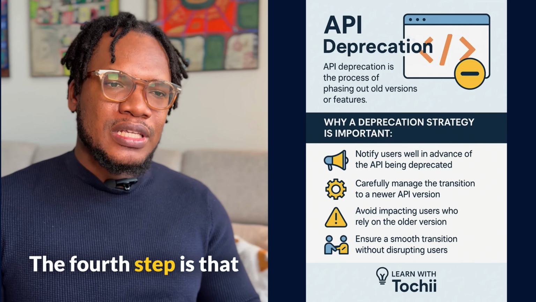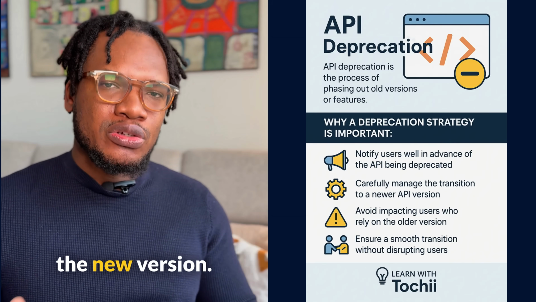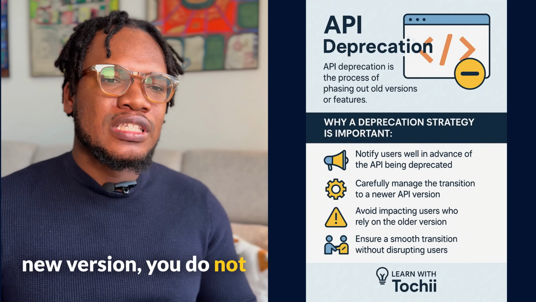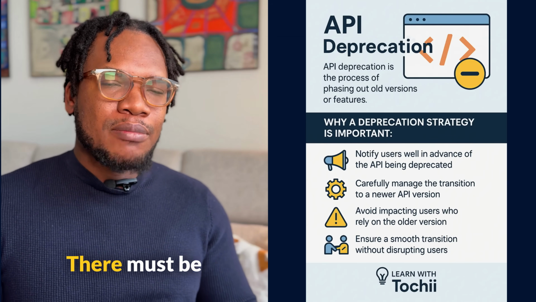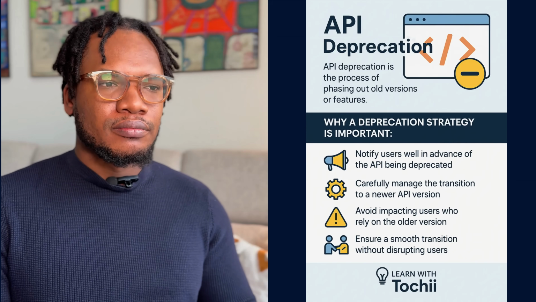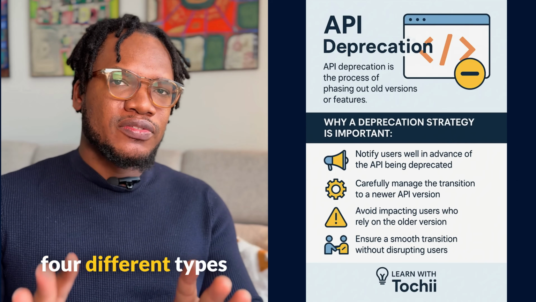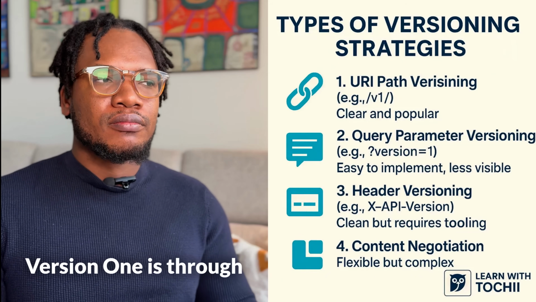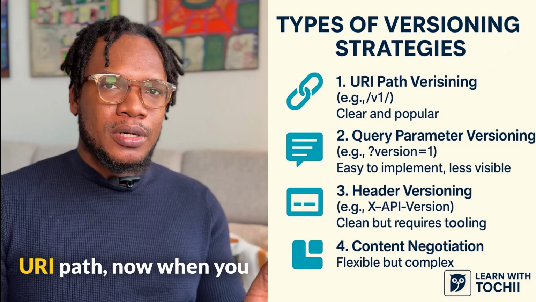The 4th step is that you gradually deploy the new version. Now, when you gradually deploy the new version, you do not deprecate immediately. There must be a phasing. I'll take you on that journey. I want to give you the 4 different types of API versioning. One is the true URI part.